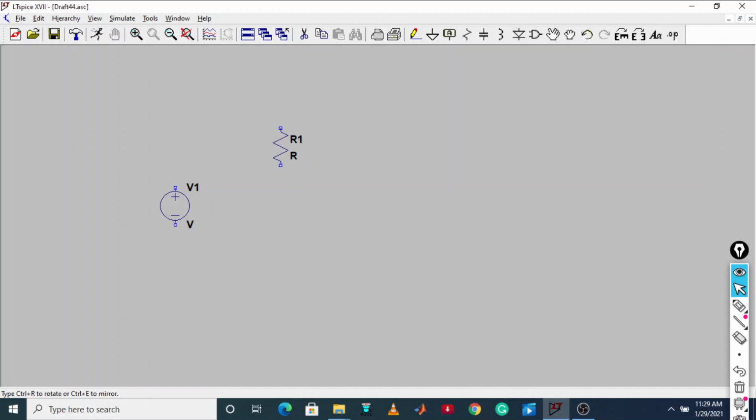Now rotate it 3 times. First, second, third. I will tell you afterwards why 3 times. This is the R, and then take L also, and rotate 3 times: 1, 2, 3. And for C also do the same. This is the capacitance we have taken. We have taken all the components R, L, C.